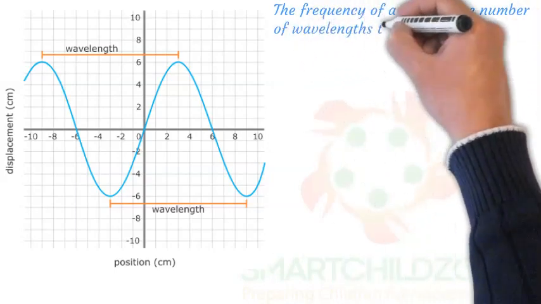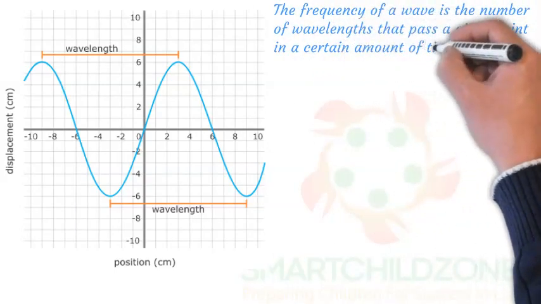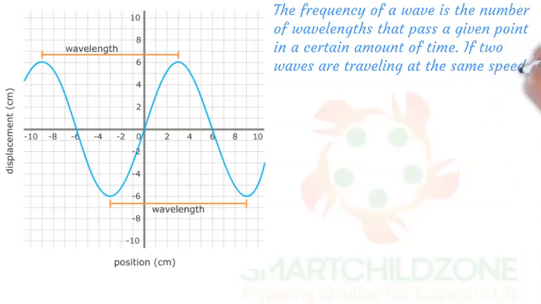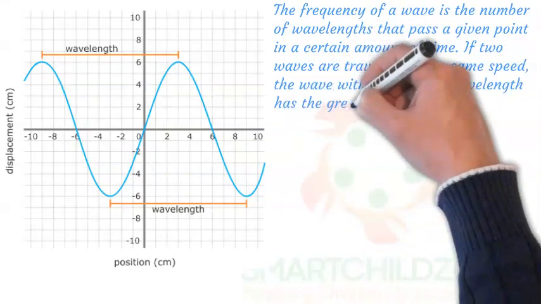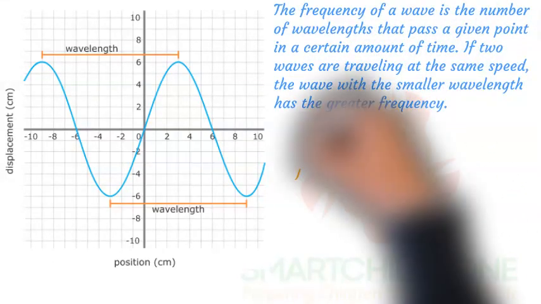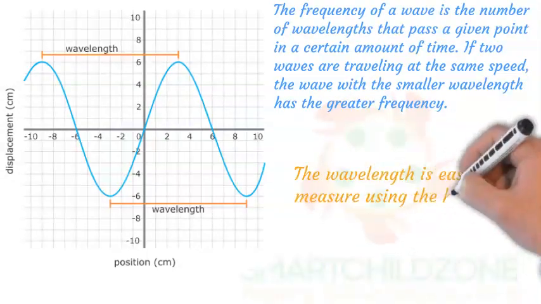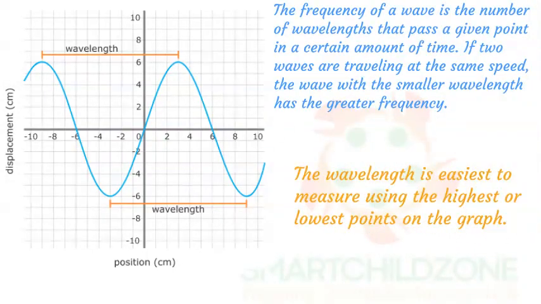The frequency of a wave is the number of wavelengths that pass a given point in a certain amount of time. If two waves are traveling at the same speed, the wave with the smaller wavelength has the greater frequency. The wavelength is easiest to measure using the highest or lowest points on the graph.